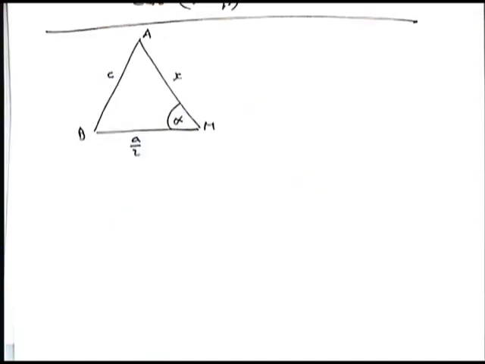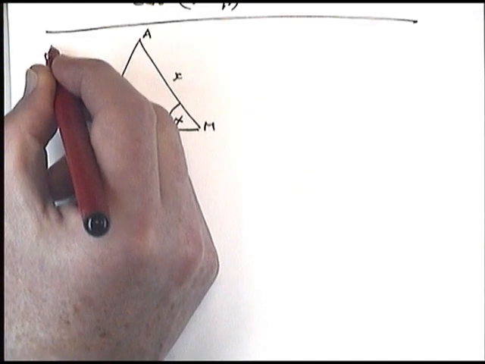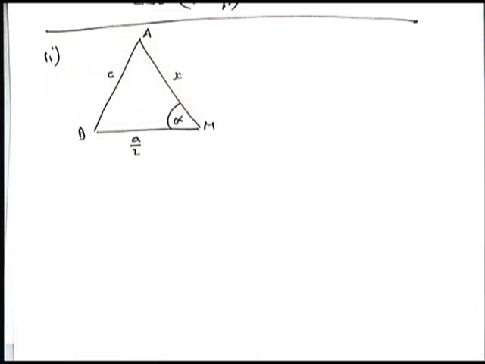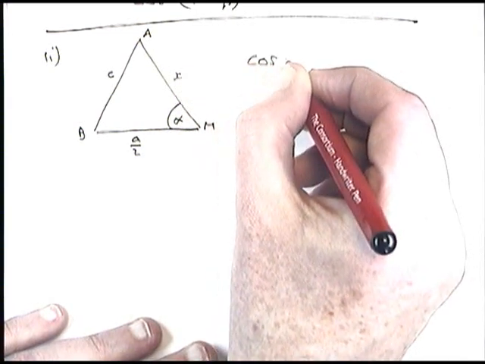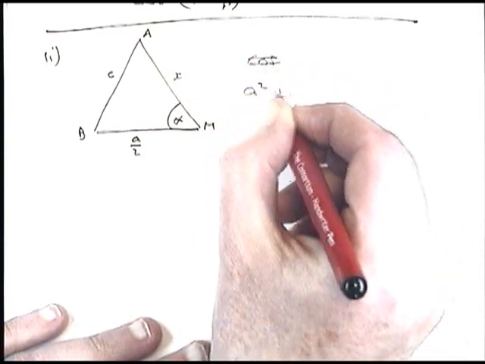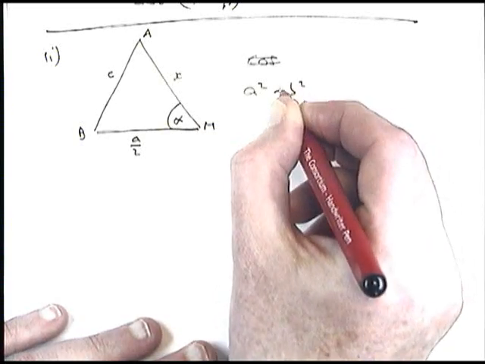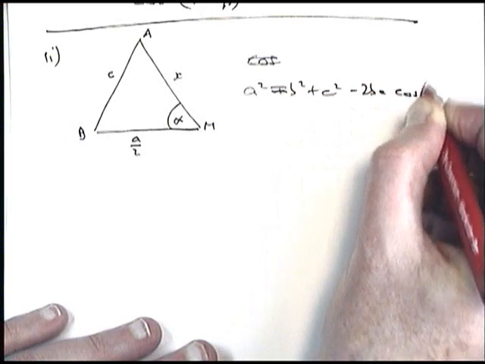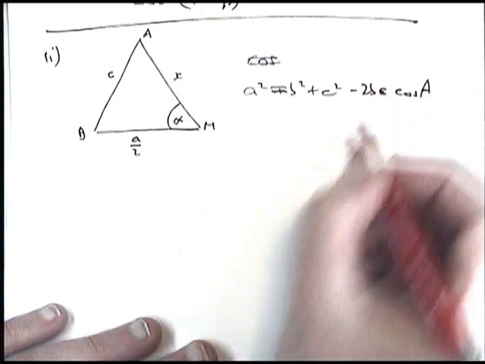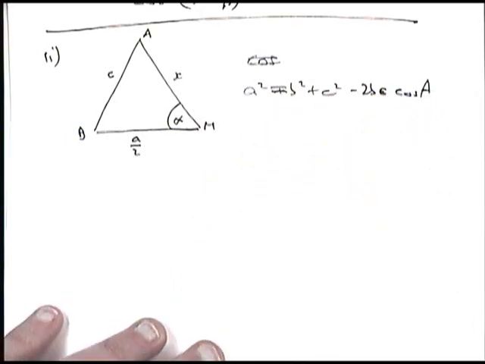The key to part 2 is not to panic if you haven't done part 1. You still should be able to get on with this one. It's talking about the cosine rule. The version of the cosine rule we usually use is a squared equals b squared plus c squared minus 2bc cos A. A squared equals b squared plus c squared minus 2bc cos A.